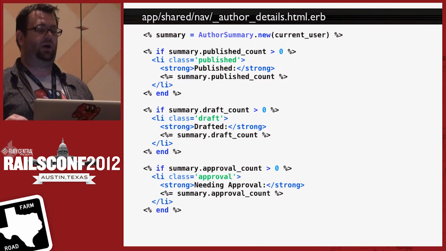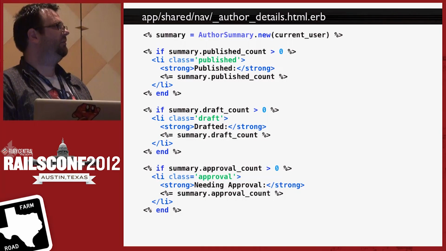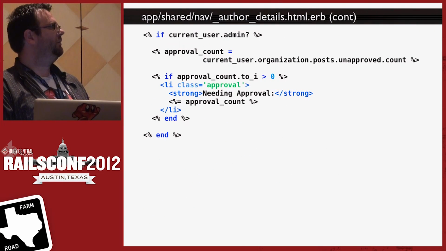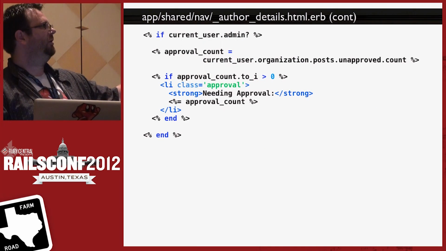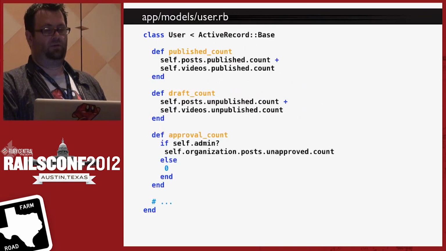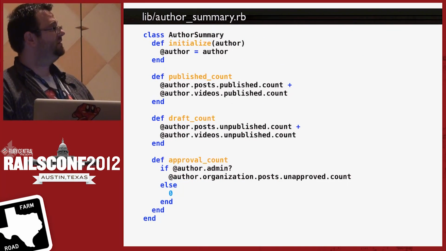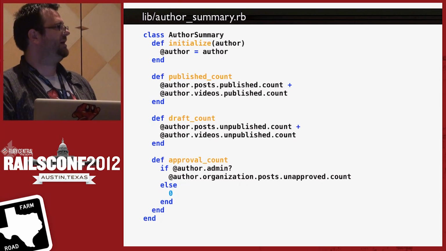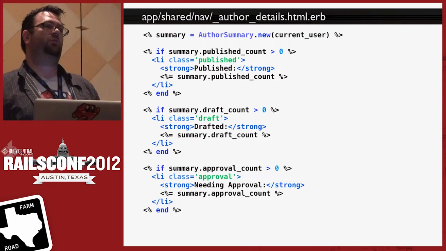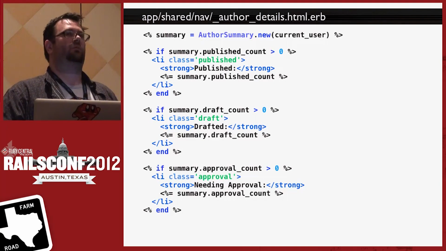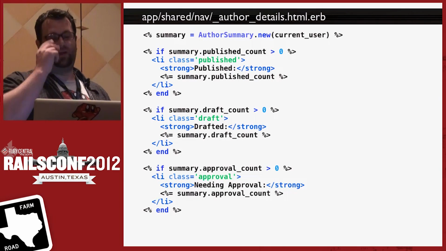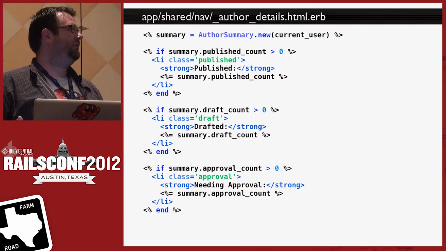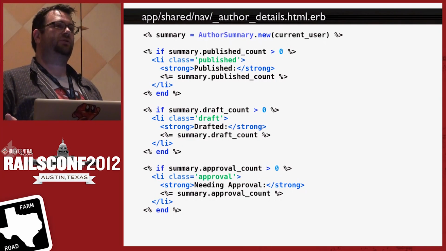Let's go back to our shared partial. This is what it was before, right? So we're pulling out publish count, we're pulling out draft count, we're pulling out approval count if we're admin. Here was the object, the class we've created. Now here's the partial, and it all fits on one screen now, which is kind of nice. I like it when we can remove code by refactoring. So now our partial creates a new author summary for the current user, and then it queries that summary for publish count, draft count, and approval count. Now we don't care whether or not the user is an admin in this partial.